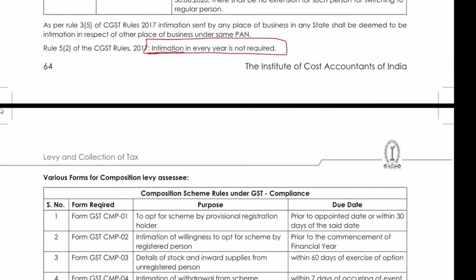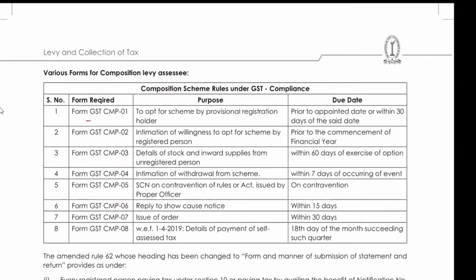CMP 01, 02, 03, 04 we have gone through in detail. CMP 05 is a SCN, a show cause notice, issued by the department or the proper officer on contravention. If the officer feels you have done any contravention, maybe on aggregate turnover, interstate supply, e-commerce, or that I am a manufacturer of those 4 products, they will issue GST CMP 05. That comes from the proper officer to me on contravention. And CMP 06 is nothing but the reply to that CMP 05 within 15 days.